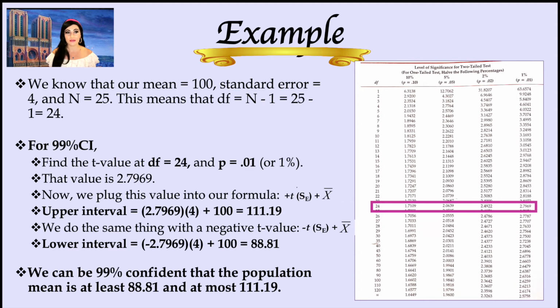So the upper interval would be 2.7969 times 4, your standard error, plus 100, and you will get 111.19. Now we do the same thing for the negative t value, and we are left with 88.81. So we can be 99% confident that the population mean falls somewhere between these two values.